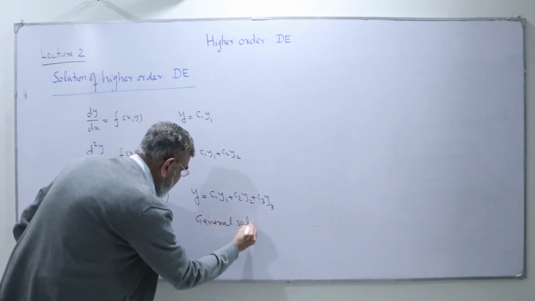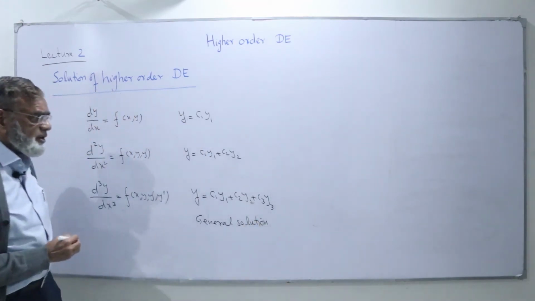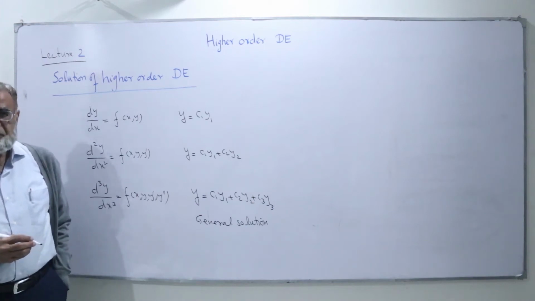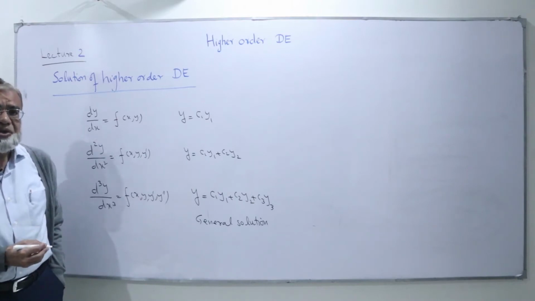because it contains the arbitrary constants. And if we have initial conditions or boundary conditions, and we can find the values of these arbitrary constants, then we say that this is our particular solution.